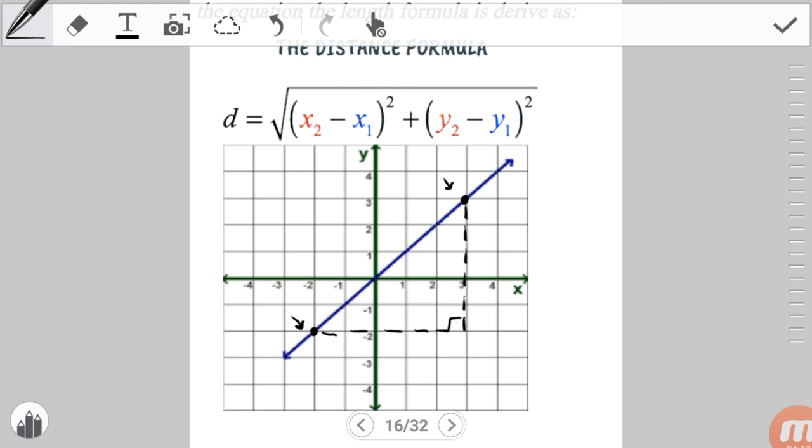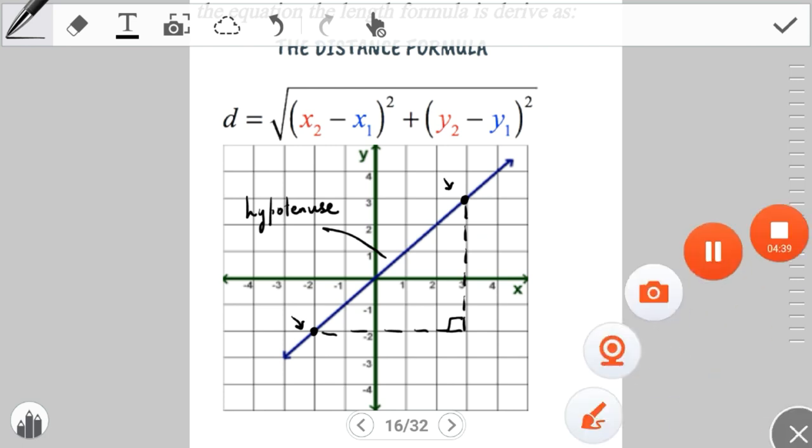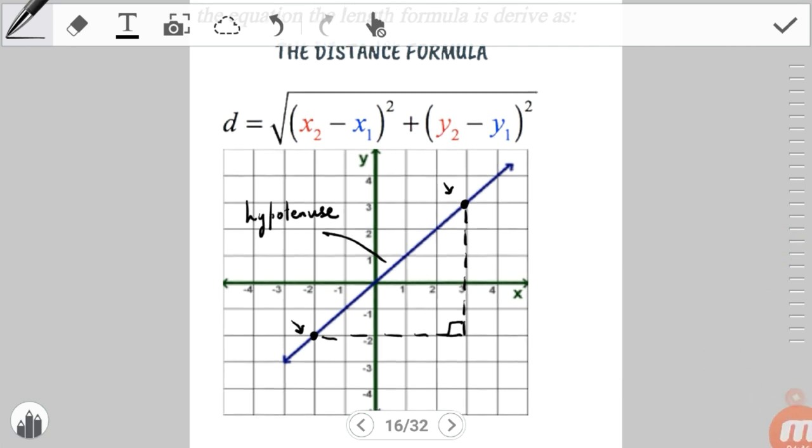And if we are familiar with one of my previous tutorial videos, we will know that this is actually the hypotenuse, the long side. In this case, the hypotenuse of the right angle triangle represents the slope of the line. And then we see here that either this or this can be the legs.